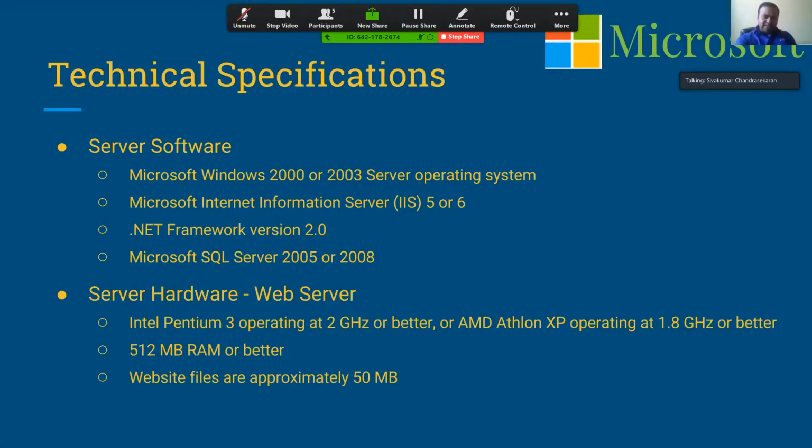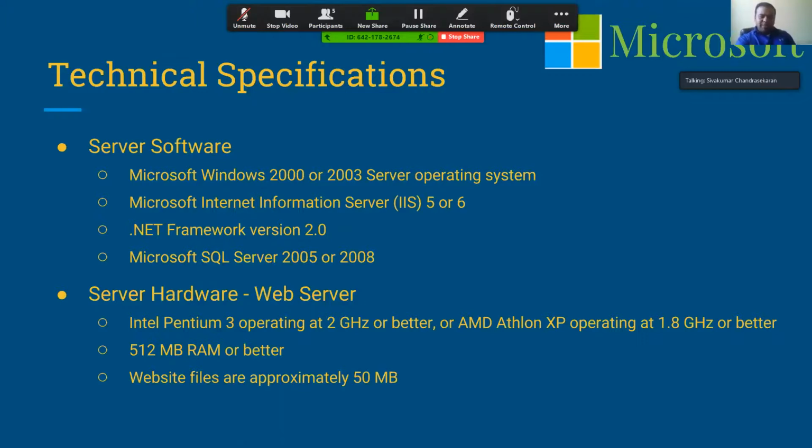Now let's look at the technical specifications, the software and the hardware requirements for ASP. On the software side, it needs an operating system. It's a Windows platform application. It needs at least a Windows 2000 or 2003 server operating system. It's an integral part of Microsoft Internet Information Server 5 or above. It's also a part of .NET Framework version 2.0. From the backend perspective, SQL Server 2005 or 2008 onwards.